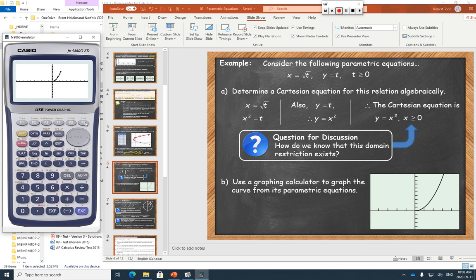Exit, exit, menu, 5, type, what was it, root T? Root T, T, enter, draw. Okay, important little thing here.